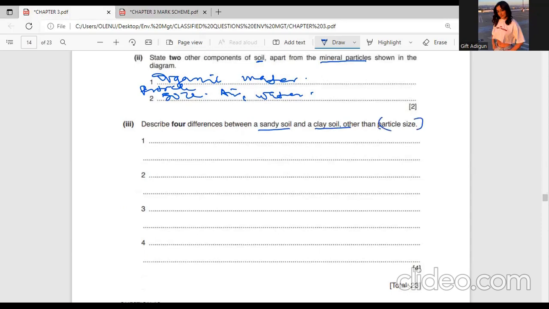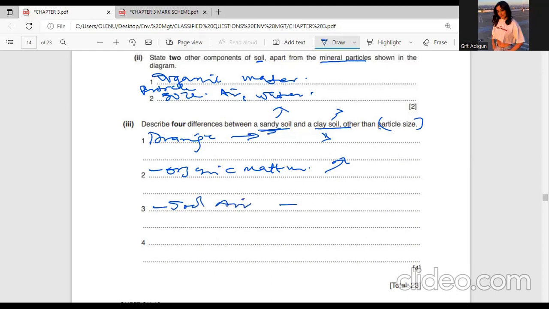So without particle size, remember, we can look at drainage. Sandy soil, as we stated earlier, drains faster than clay soil, right? Another thing is organic content, organic matter. In organic matter, you find out that sandy soil has less humus, less organic matter than clay soil. Clay soil has more organic matter. Another thing is, if you look at soil air, sandy soil has more air component, is more aerated than clay soil.